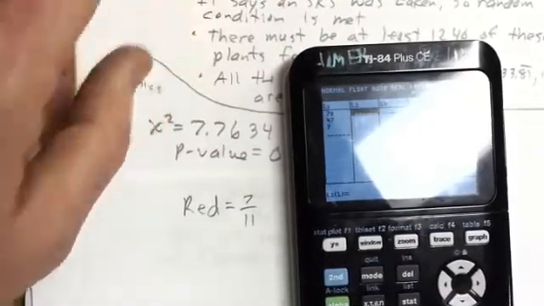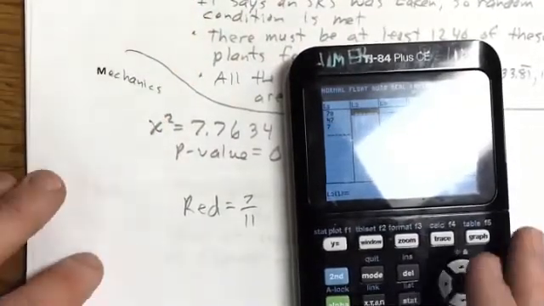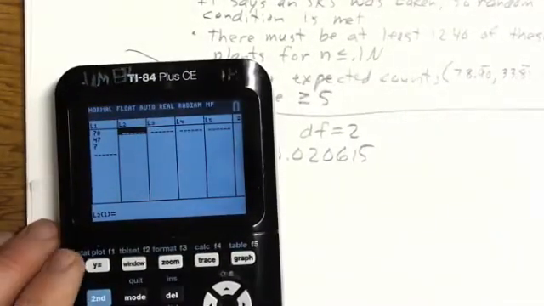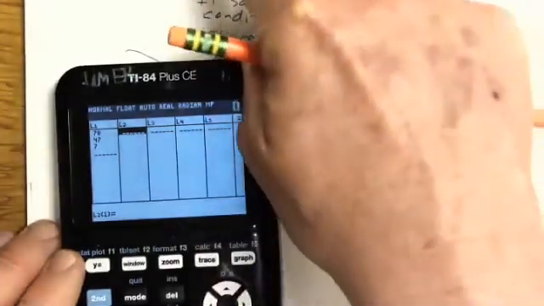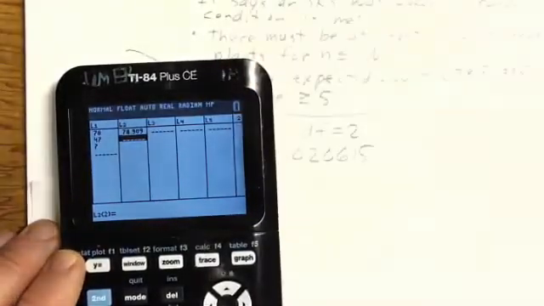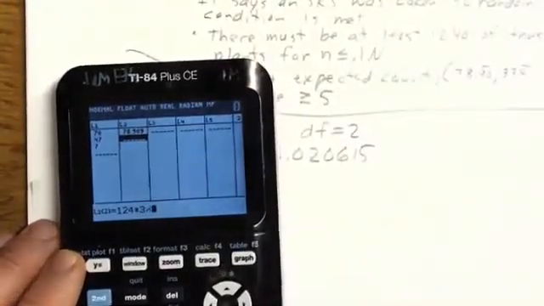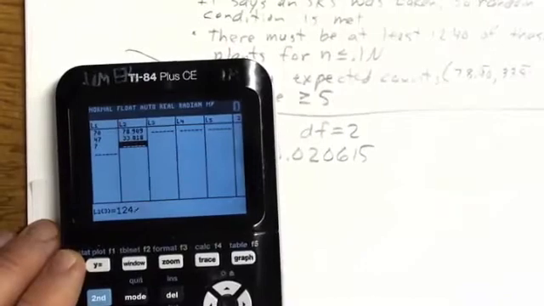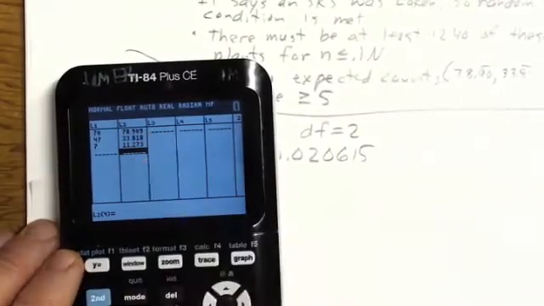My expected counts, and I like getting that somewhat exact number. And so what I'm going to do is what I just did, which is I'm going to say my expected count for red is 124 times 7 divided by 11, like that. Then for yellow, it's 124 times 3 divided by 11, like that. And then lastly, for white, it is 124 divided by 11. And so there's my expected counts.